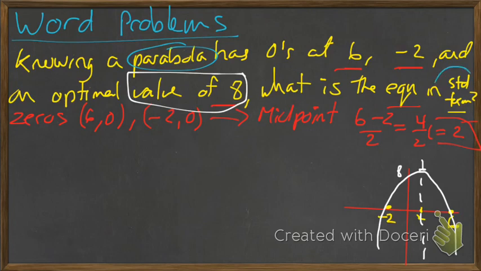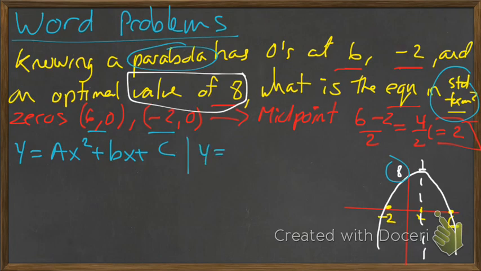We have to find the equation in standard form. So that is y is equal to ax squared plus bx plus c. What information do we have at this point? We have zeros, we have optimal value, I think we have enough. We're going to have to find a, so that means we're going to have to use factored form first. Factored form is y is equal to a multiplied by x minus s, x minus t.